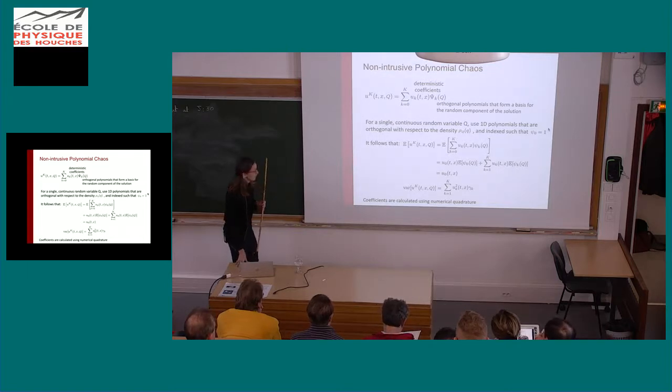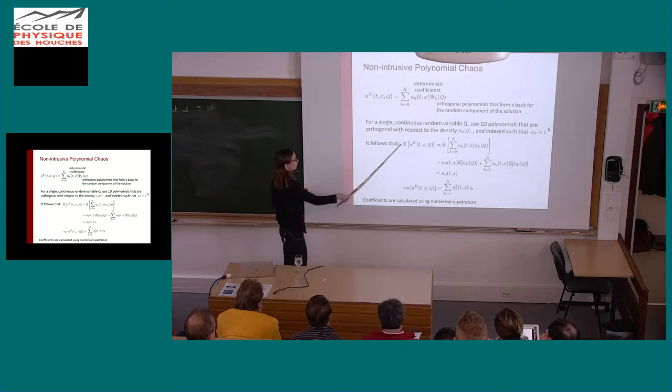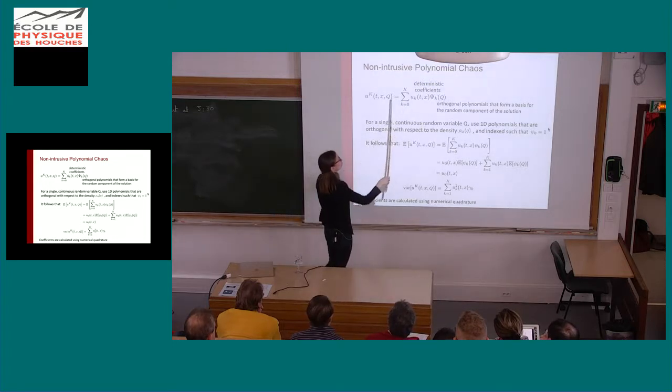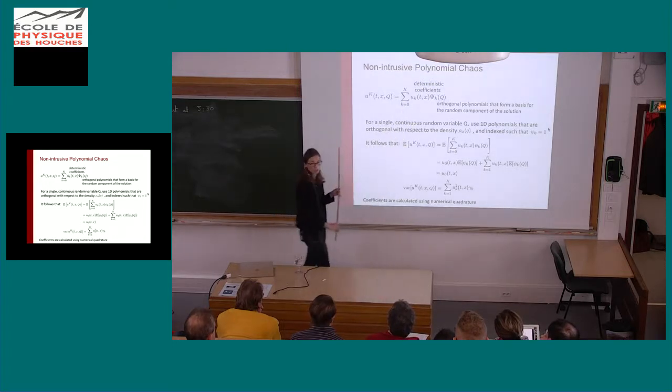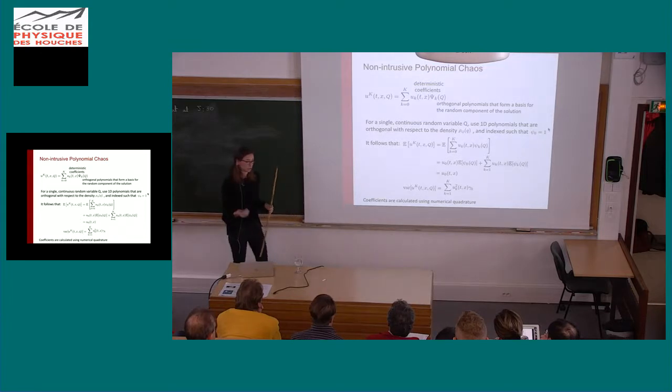This is good to calculate expectation and variance, but if you want to get a PDF and a 95% confidence interval, then you actually need to reconstruct this expansion, and you just sample it with Monte Carlo, which is really fast.